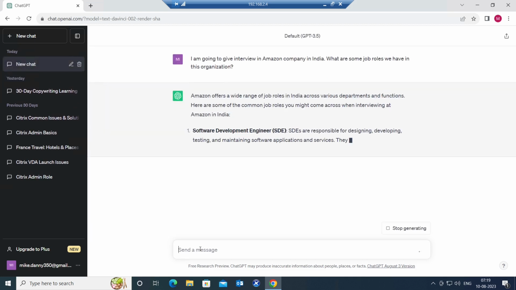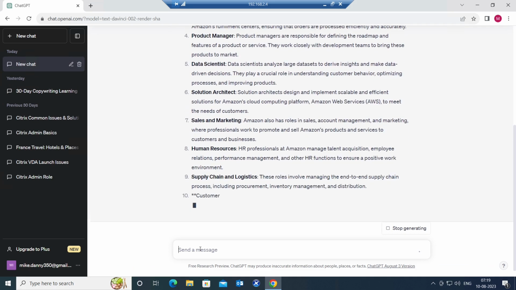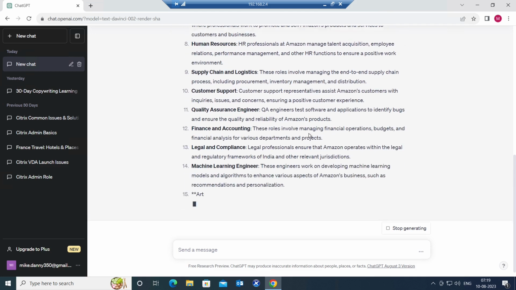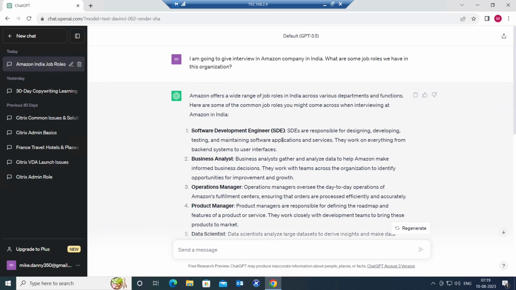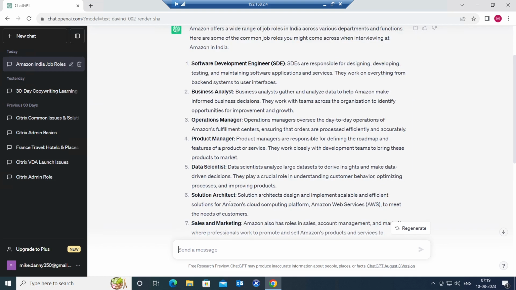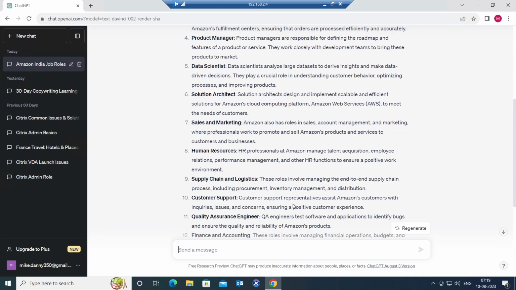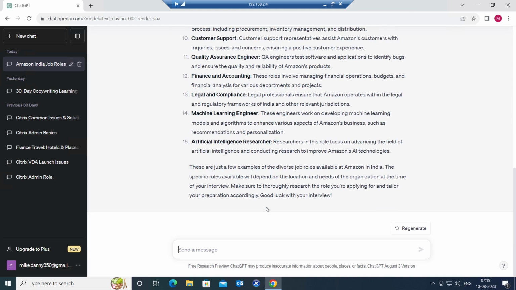It is going to give the list of job roles that we have in the Amazon organization in India. Okay, so it says software development engineer, business analyst, operations manager, product manager, data scientist, solutions architect, sales and marketing, human resources, supply chains and logistics, customer support, quality assurance engineer. Okay, artificial intelligence researcher. So what we are going to do is let's go a little bit deep into this.